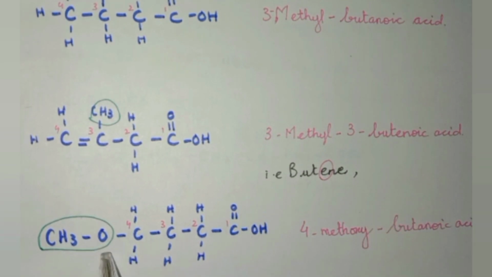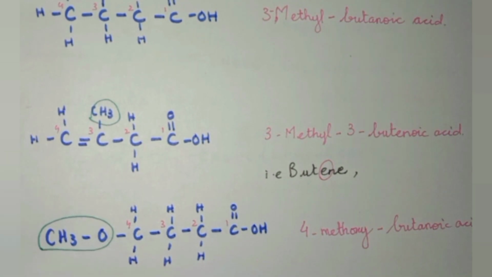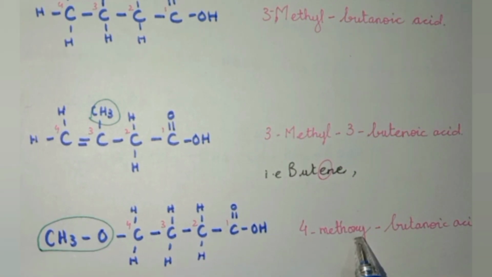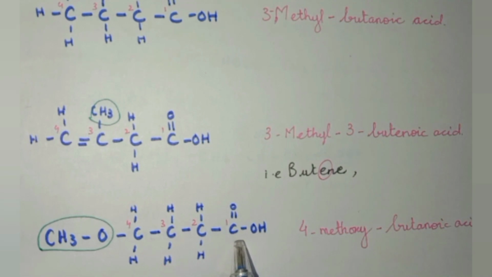For example, if this oxygen is not present over here, and instead there is a carbon atom present, then this carbon atom will be numbered as 5 and this will be numbered as 6. But as you can see over here, this is not a carbon atom, instead this is an oxygen. So this whole will be known as a methoxy and we will name it as 4-methoxy. Why 4-methoxy? Because methoxy is present on carbon number 4. And why haven't we started the numbering from here? Because we always start the numbering from the carboxylic group. And here is a carboxylic group.